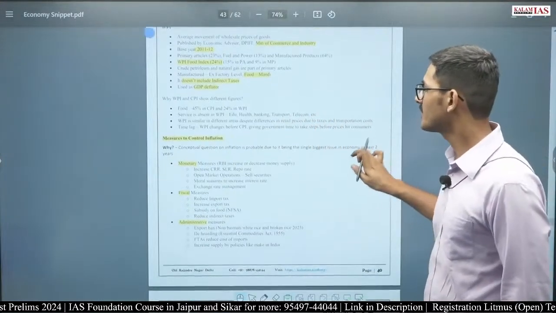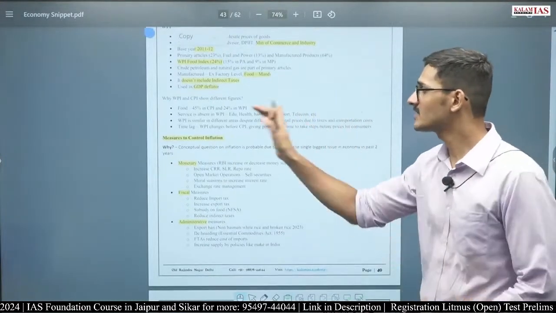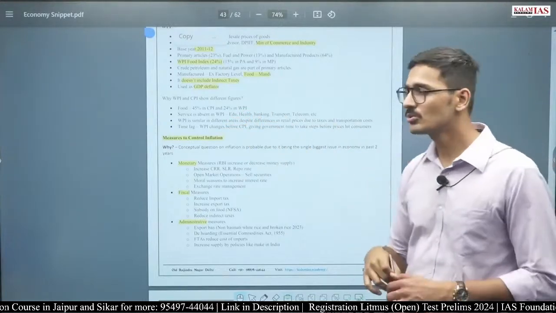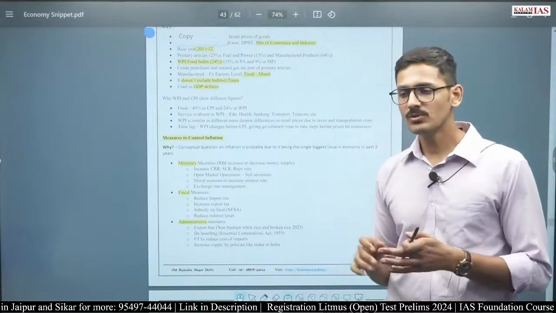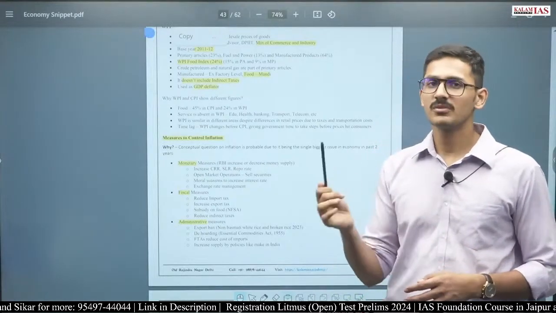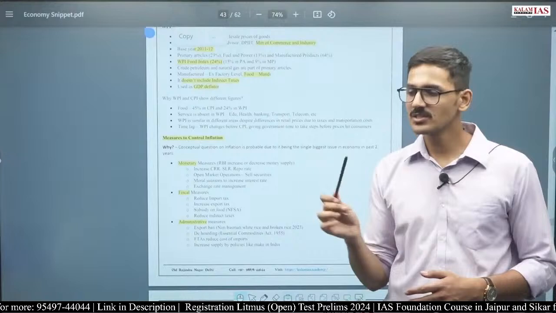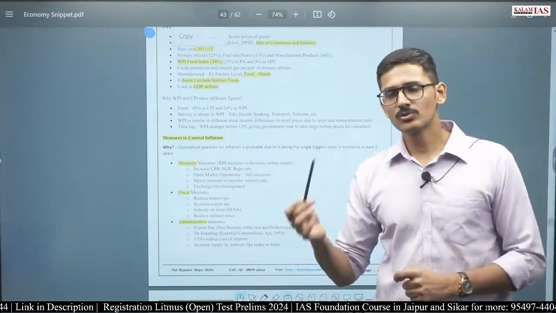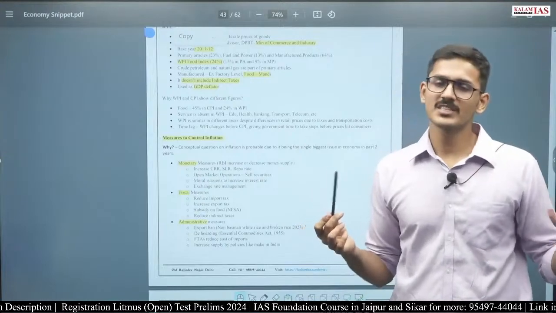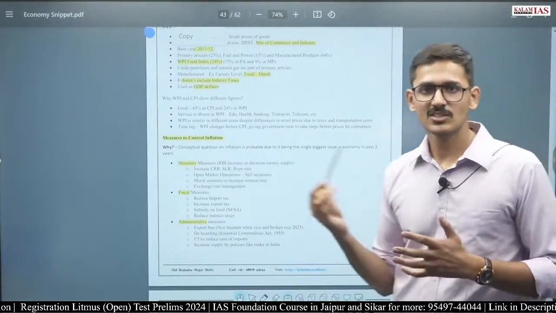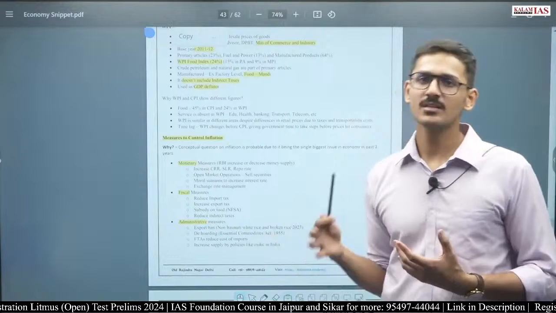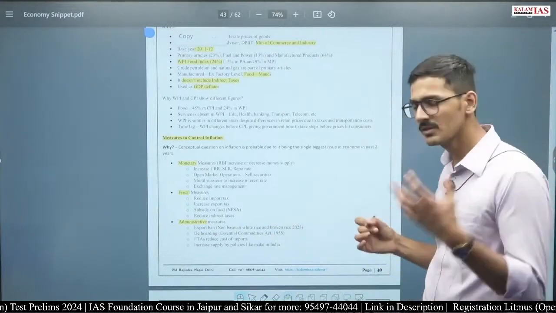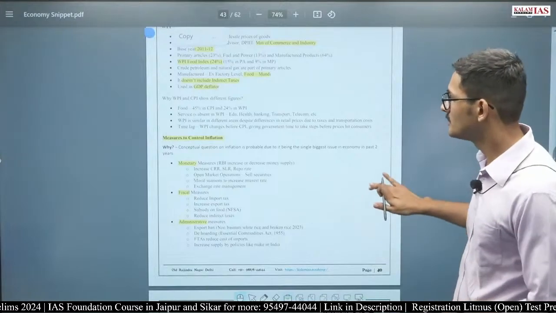WPI is similar in different areas, despite differences in retail prices due to taxes and transportation cost. Now, the actual cost of this pen might vary in different states because of transportation. It is manufactured in Gujarat and transported all over India. In Gujarat, it will be cheaper. In West Bengal, it will be expensive. But wholesale price index does not include the transportation cost. As a result, the prices of this pen will reflect similarly in the WPI of Gujarat and West Bengal.